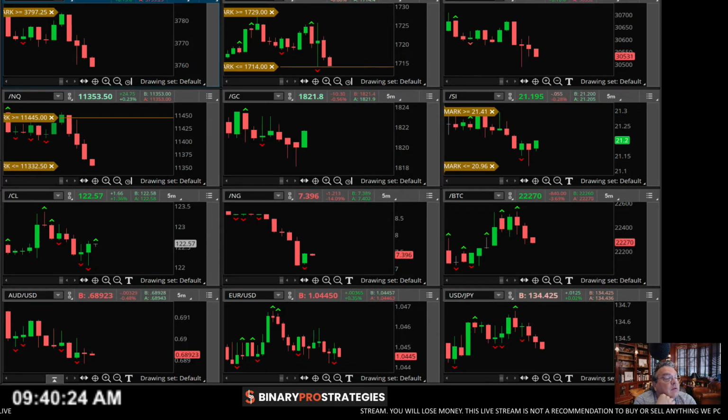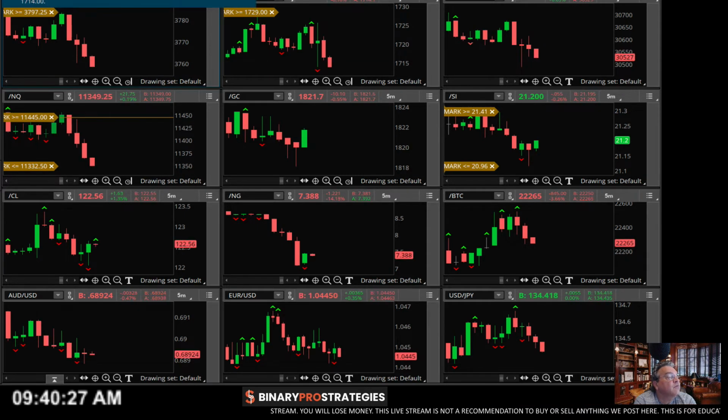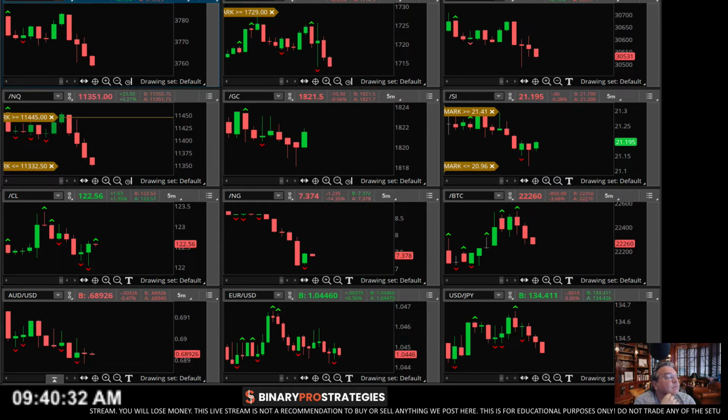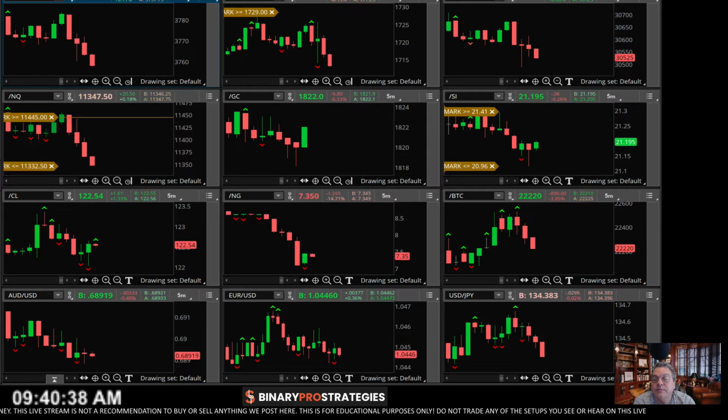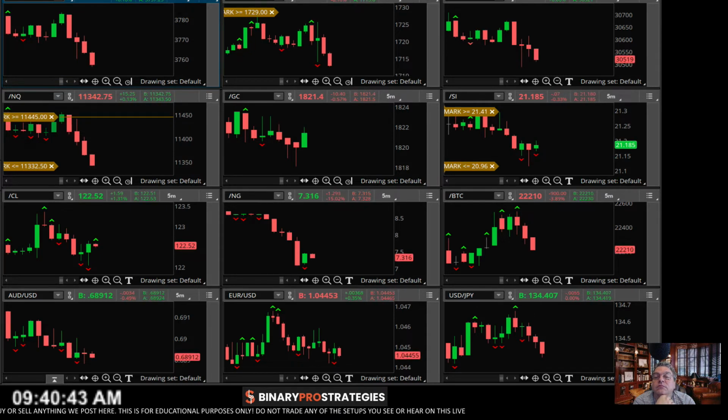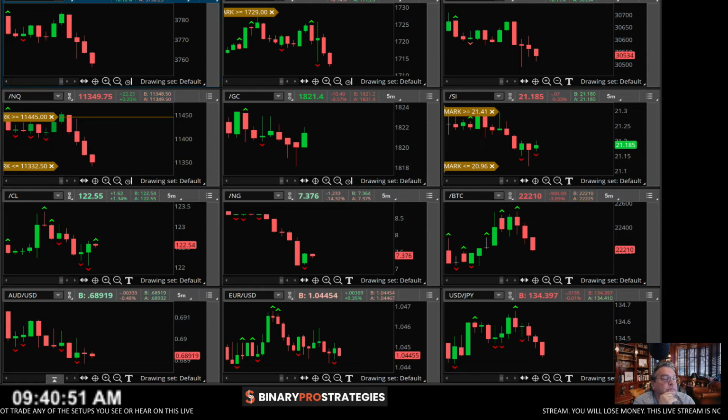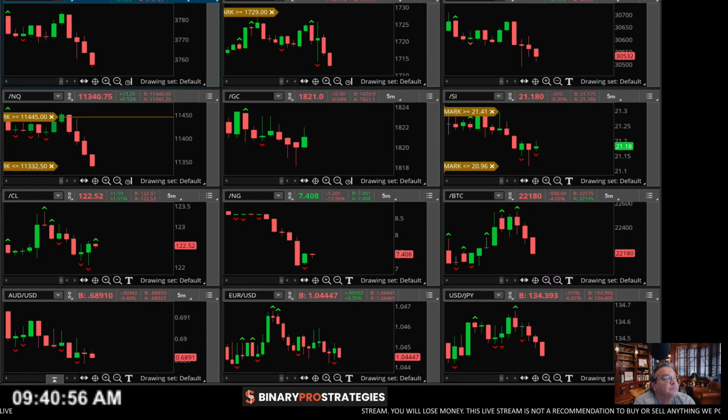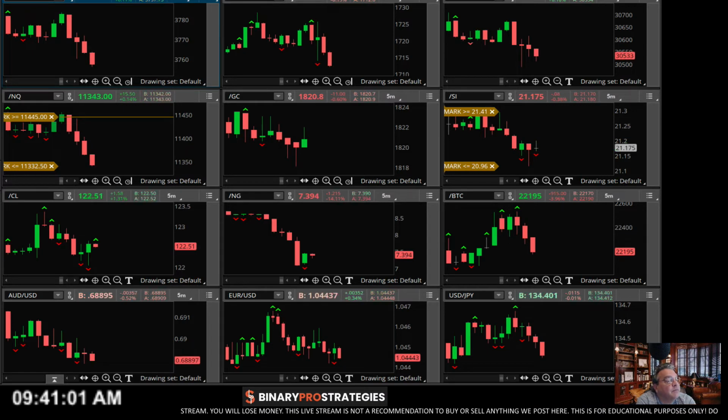Reverse sell. So E is just reversed and went short. Short the US 500. All right, short now on RTY. Approaching target on the mini NASDAQ.